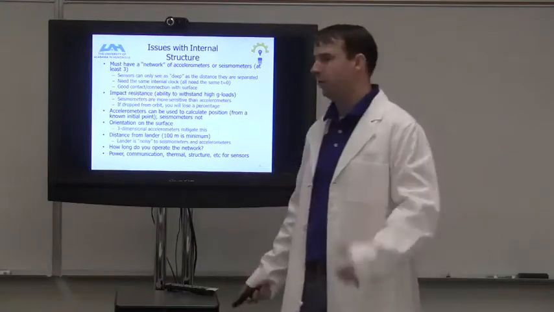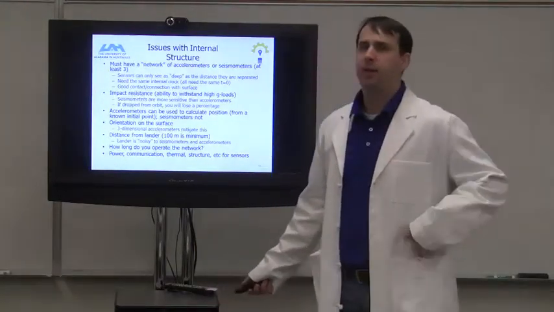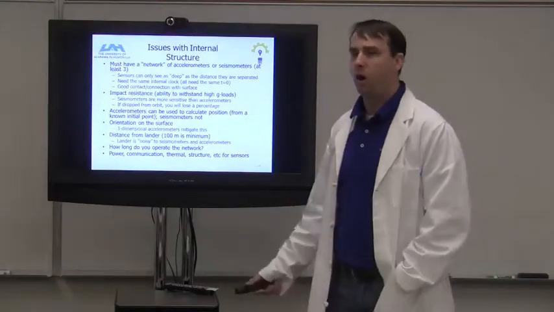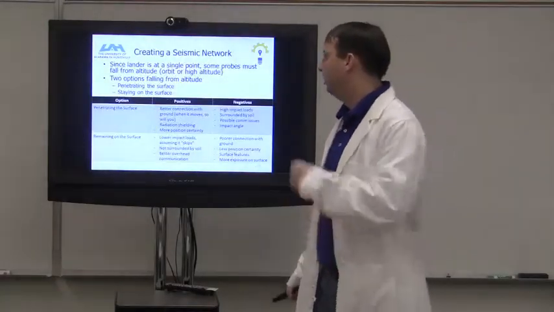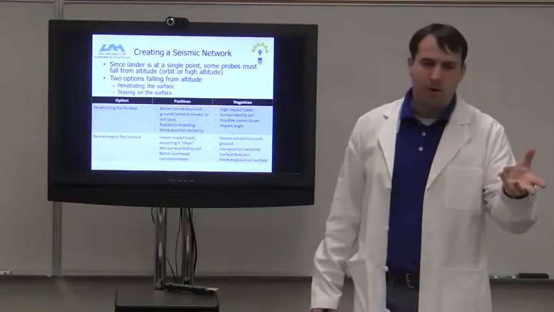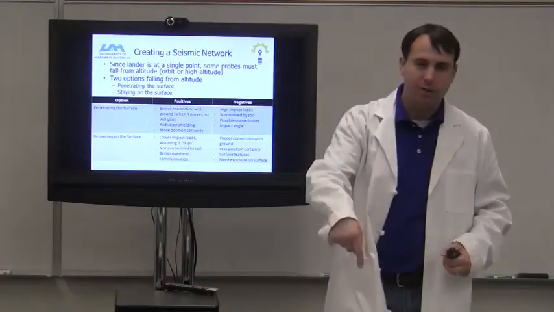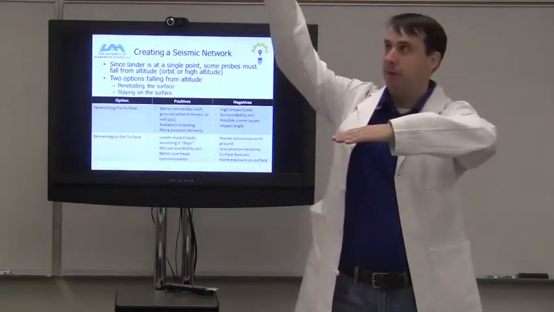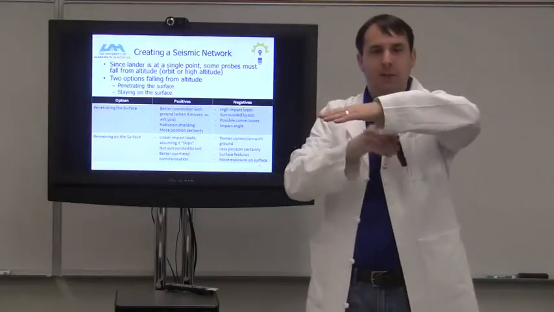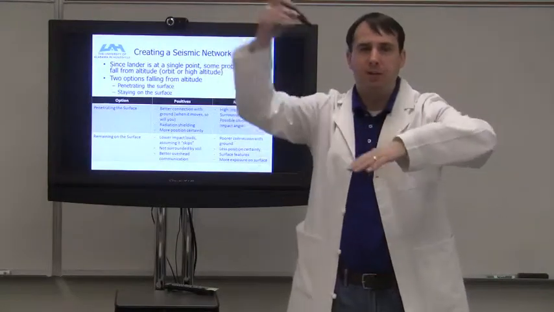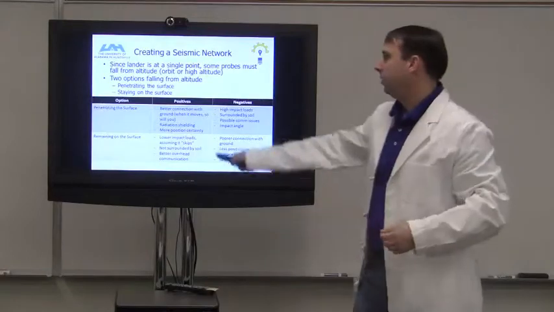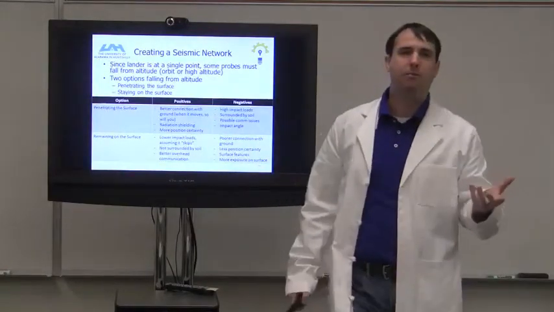Power, communications, how long do you operate? Those are all issues. The main issue with Venus is the environment. It's a harsh environment on the surface of Venus. For a seismic network, there's a couple of ways to do it. You can penetrate and bury itself into the surface, or you can have something that lands on top of the surface and just sits there. There are two different ways, with positives and negatives to each.